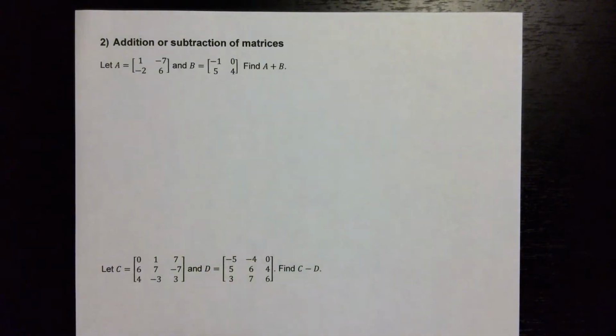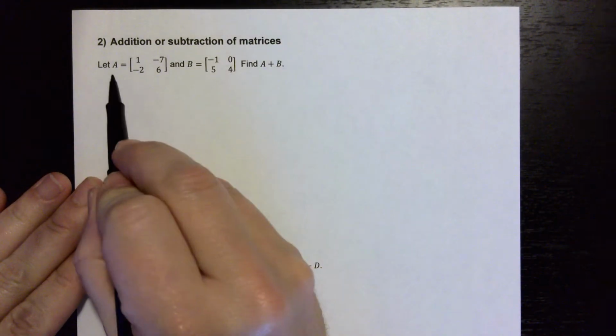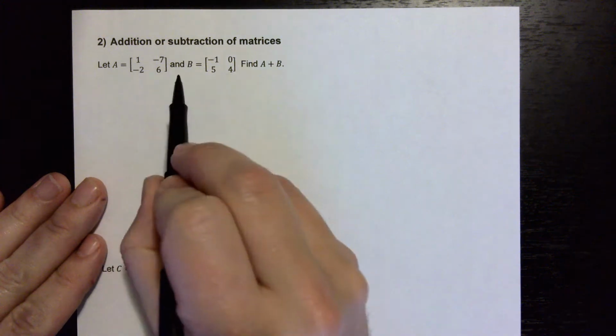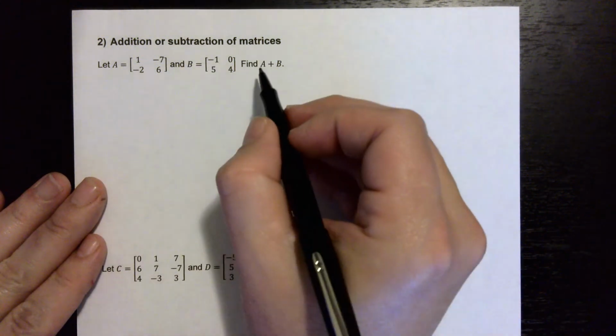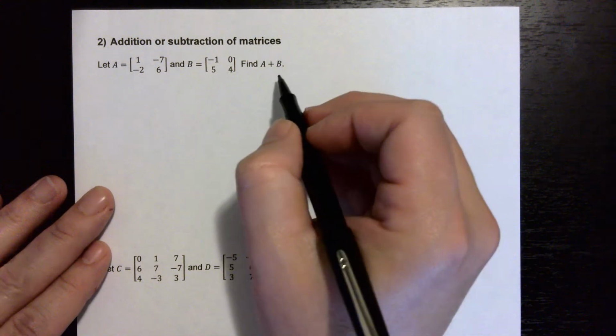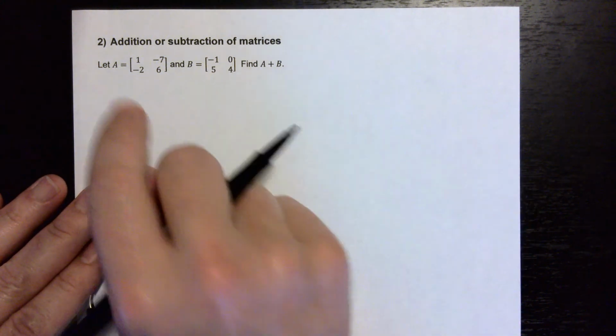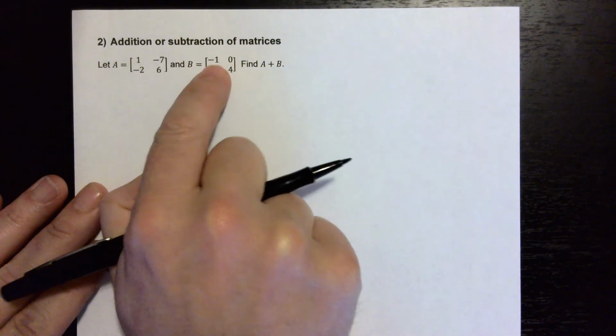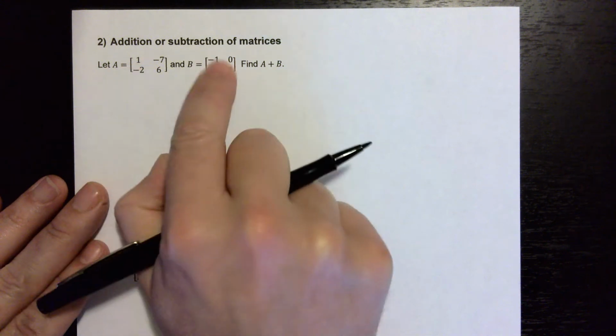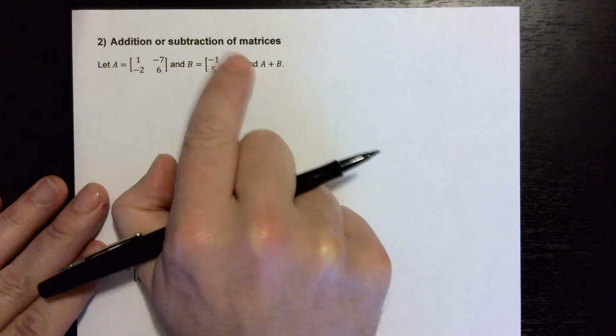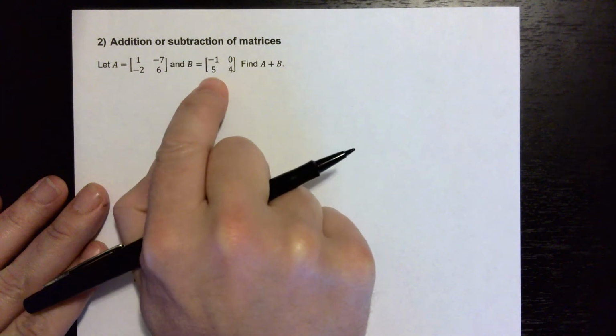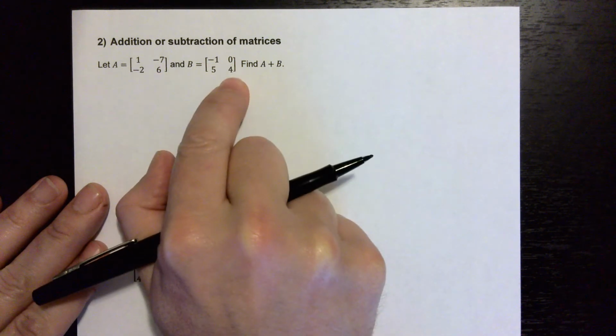The second topic for this video is addition and subtraction of matrices. In this problem we've got A, which is this 2 by 2 matrix, and B, which is this 2 by 2 matrix, and it says add them together. When you add matrices, you add the same position to the same position. So this 1 will get added to this term. The -7 will get added to this. The -2 will get added to this. And the 6 will go with this.